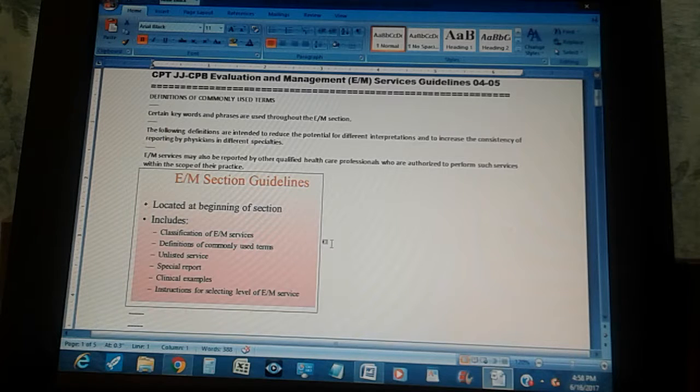Okay, and then that's a small table that you can read as the E&M section guidelines. All right, now that's our theory for today. Now let's do a problem.